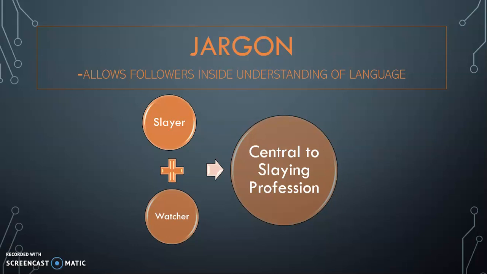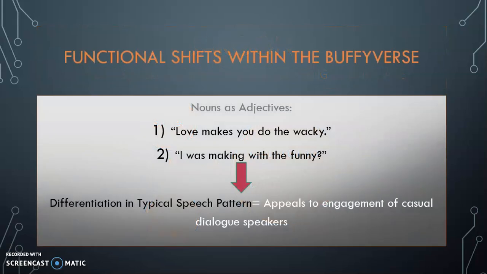For example, the terms slayer and watcher, which are both based on hierarchy of the character within the show, are words central to slaying. So by using these words within the description of the characters, this vampire slayer slang allows the followers of the Buffy series an inside understanding to the professional life of a slayer. This jargon also plays a role in the overall cult-like following of the show.